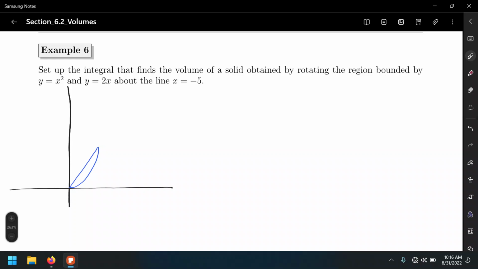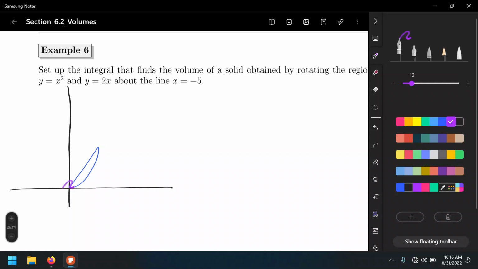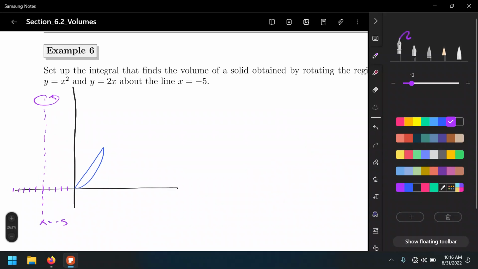So I'm going to go to -5. So that's -1, 2, 3, 4, 5, 6, 7, 8, 10. Right. Okay, so that's our axis of rotation, x equals -5. All right. So when we rotate this region, we should obtain a solid reflected this way. All right? And it's going to rotate this way, with this hollow region in the middle.